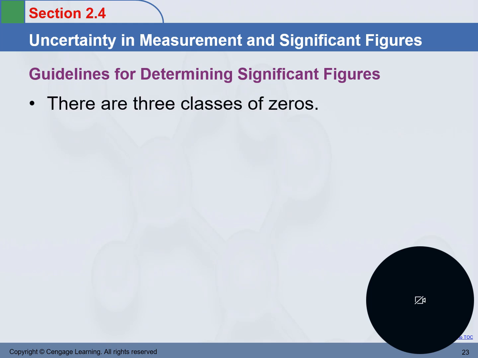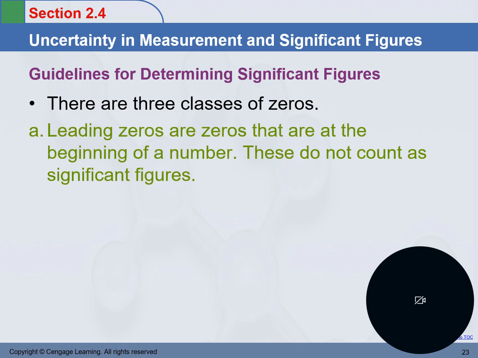Our next rules are for zeros. Zeros tend to be the tricky parts for individuals. Leading zeros are never going to count. These are leading zeros that occur before a number, so something like 0.008. There's really only one significant figure in that number. Here's another example. 0.048 has 2 significant figures. What I like to do is draw a line right through those leading zeros because they never count.